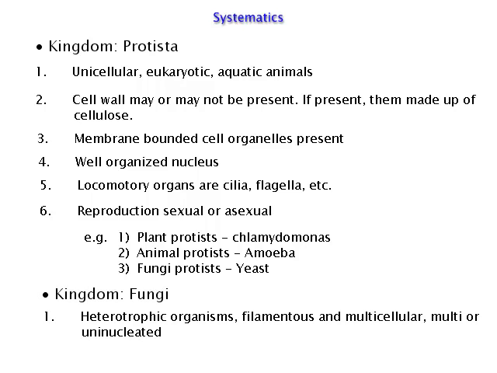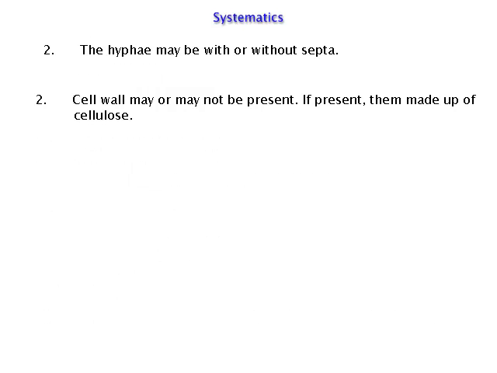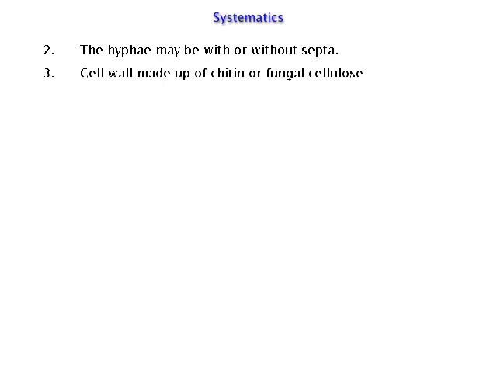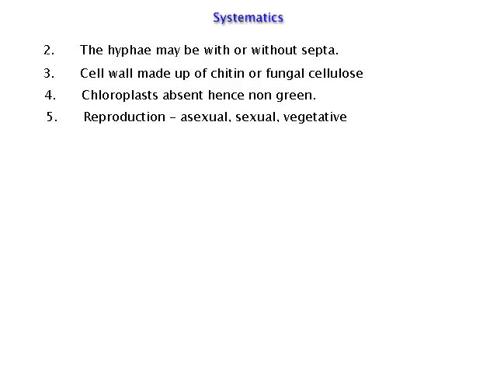Kingdom Fungi. Heterotrophic organisms, filamentous and multicellular, multi or uninucleated. The hyphae may be with or without septa. The cell wall is made up of chitin or fungal cellulose. Chloroplasts absent, hence non-green. Reproduction is asexual, sexual or vegetative. For example, Mucor, Penicillium, Agaricus.